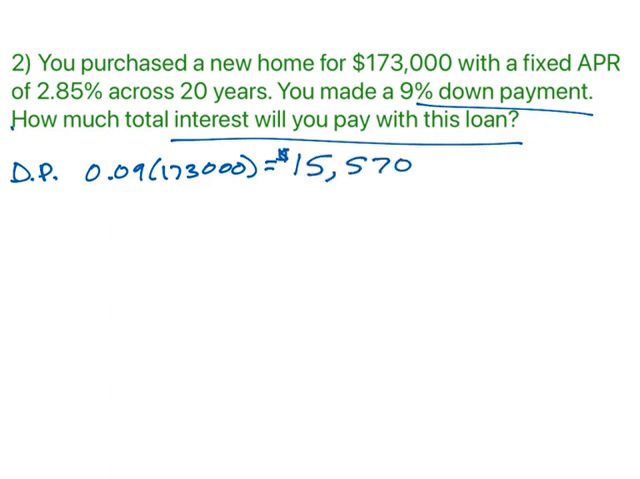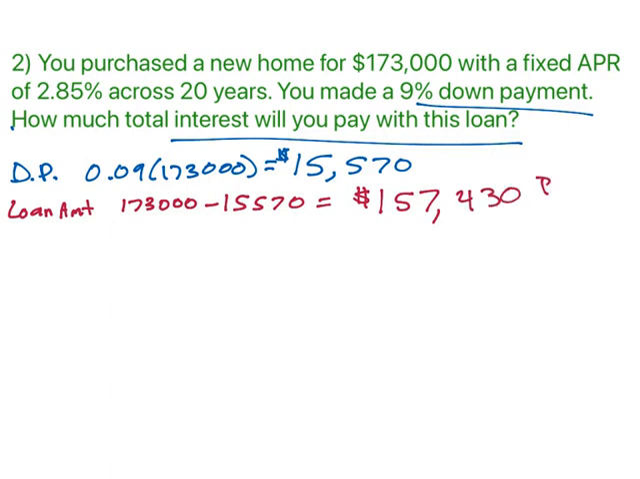$15,570. After I found my down payment, then I can say, okay, now I can find my loan amount. Because the house is $173,000, but I paid $15,570 at closing, so my loan amount, I only need to borrow $157,430, right? The loan amount is the amount that you borrow. Okay, so there's my borrowed amount. Well, if that's how much I'm borrowing, my next step is monthly payment, right? Because we're going to break the borrowed amount down over 20 years.